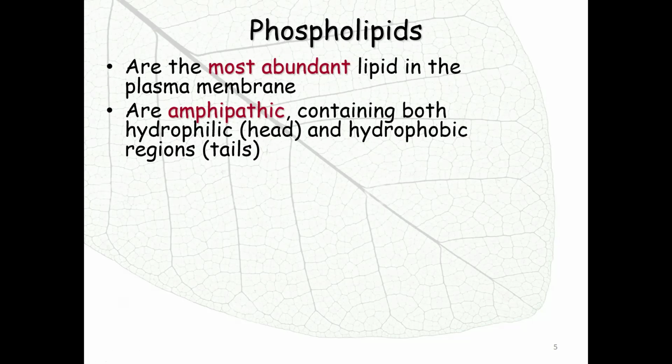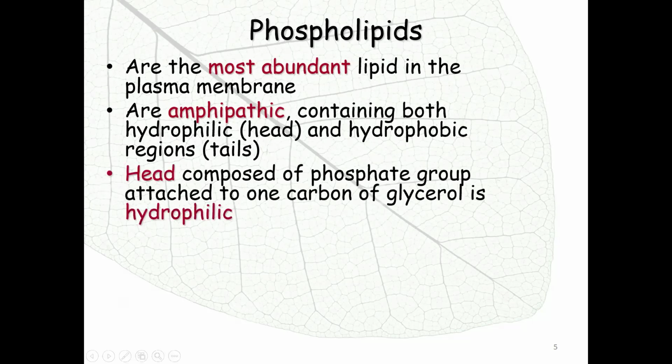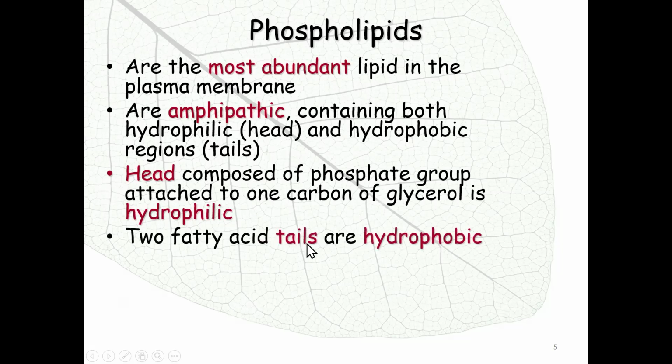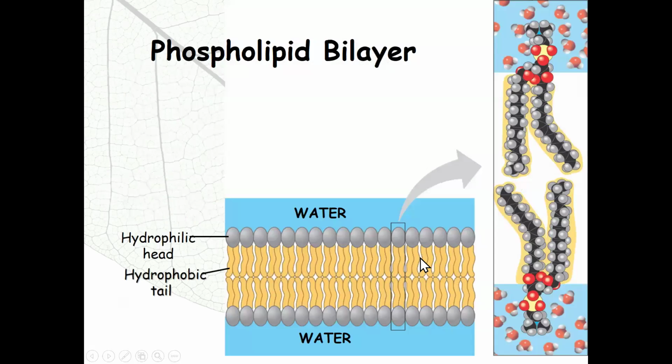I will show you a more detailed structure. The head, composed of a phosphate group attached to one carbon of glycerol, is hydrophilic. The two fatty acid tails are hydrophobic. So here you can see the hydrophilic head and hydrophobic tail. Here you can see the phospholipid bilayer, where here is the phosphate and here is the lipid part. So this is the phospholipid bilayer, and here you can see a more detailed structure.